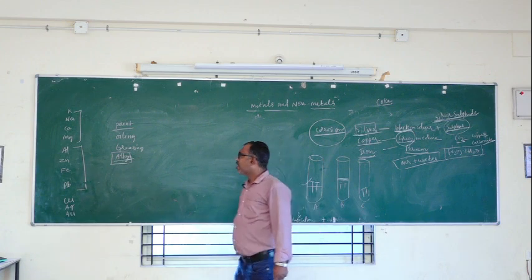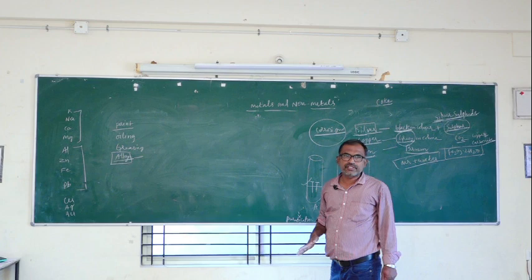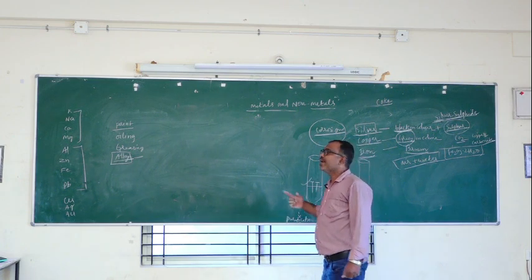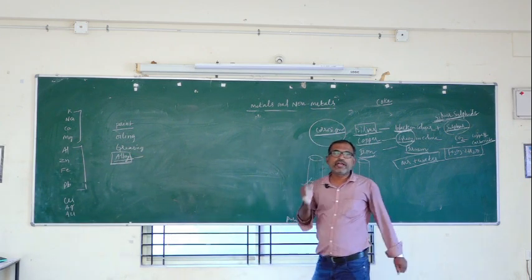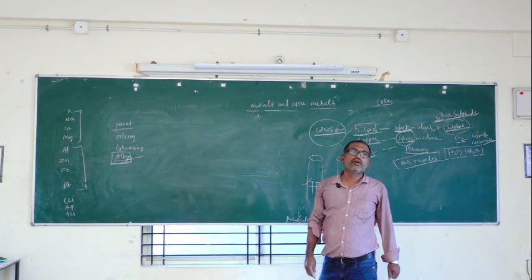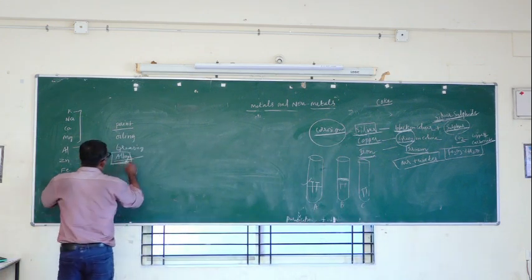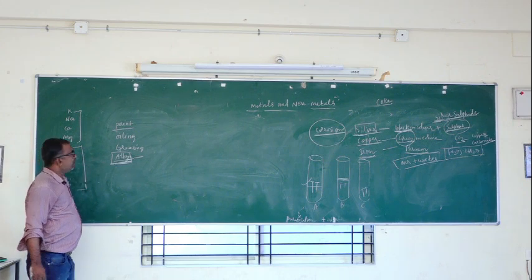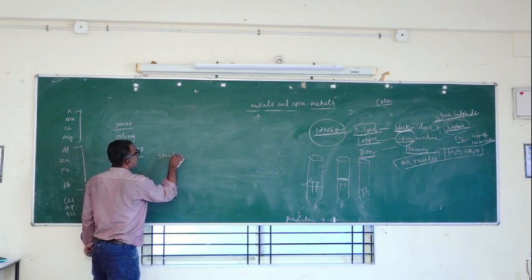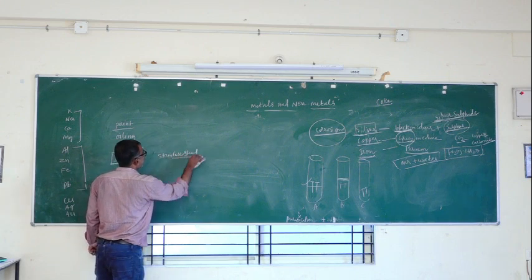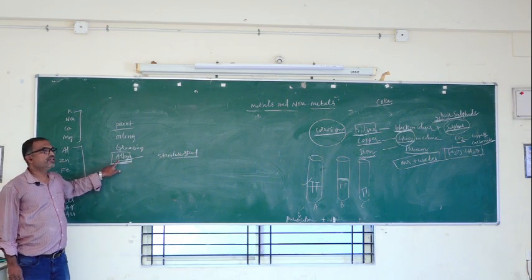What are alloys? Alloys are homogeneous mixtures of two or more metals, a metal with a metal or a metal with a non-metal. So this is called an alloy. There are so many examples given in the book. The first one is stainless steel. So this stainless steel is an example of an alloy.